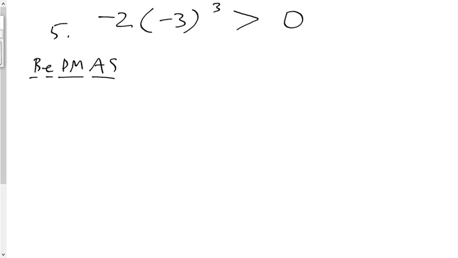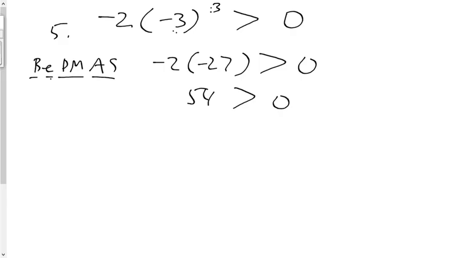First thing we're going to do is our brackets. There's nothing inside there, just negative 3, so there's nothing there. Next thing we do is our exponents. Negative 3 cubed is negative 3 times negative 3 times negative 3, which is negative 27. And negative 27 times negative 2 is positive 54. And since the positive 54 is greater than 0, we say that this is true.